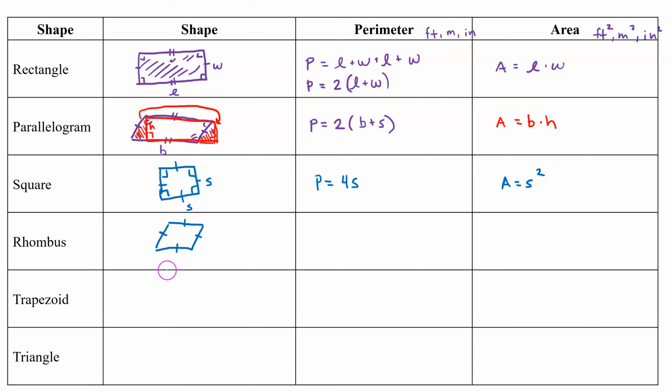We're going to say that these are just sides because they're all the same length. So the perimeter would be 4 sides.